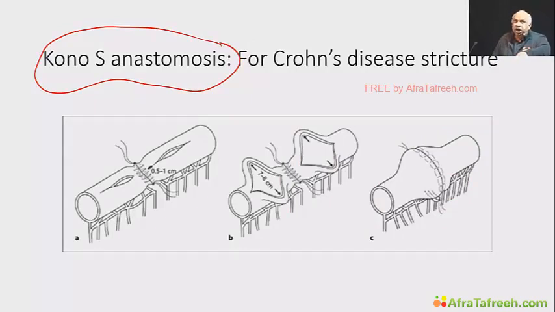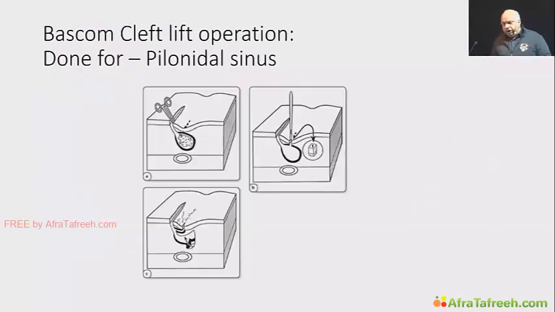Some question, some paper you may get this question. Kono-S anastomosis is only done for Crohn's disease stricture. Just the name of the surgery, Kono-S.